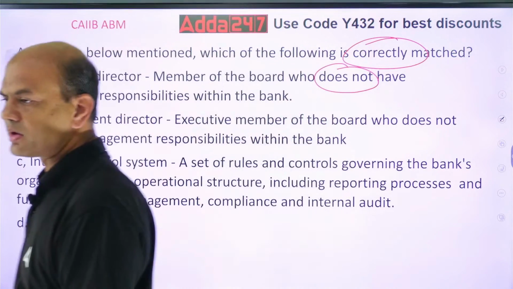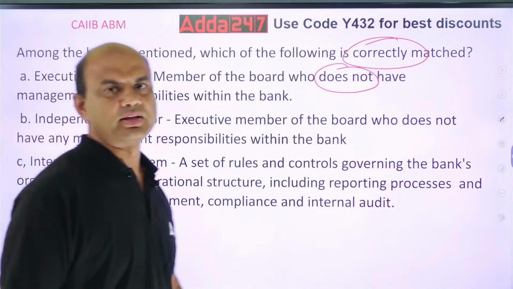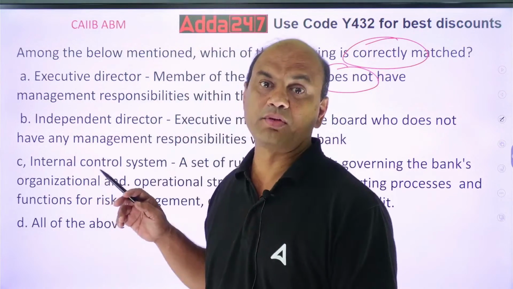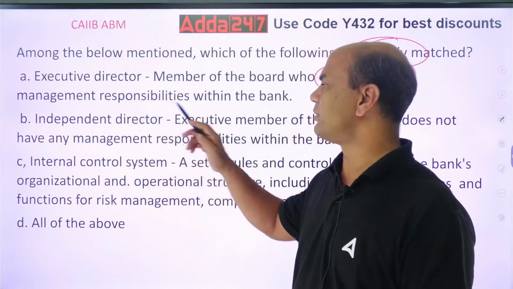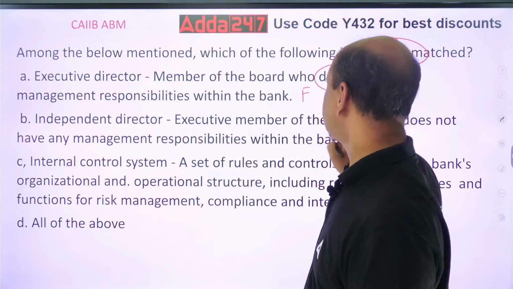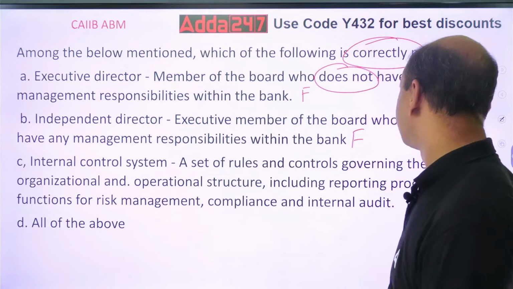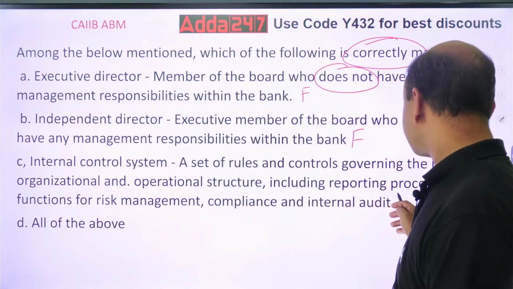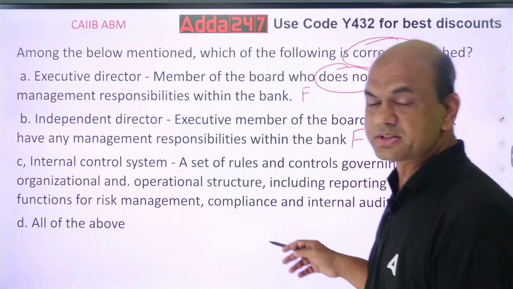When you are on the board of directors of any company or any bank, you always have a responsibility. Whatever decisions you give will affect the overall banking. So that's why executive director and independent director, these are false. And this one is true. Internal control system, a set of rules and controls governing the bank's organizational and operational structure, including reporting process and functions for risk management, compliance and internal audit. Now this is so true.